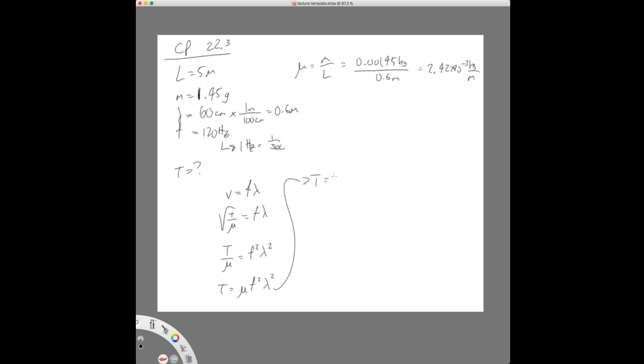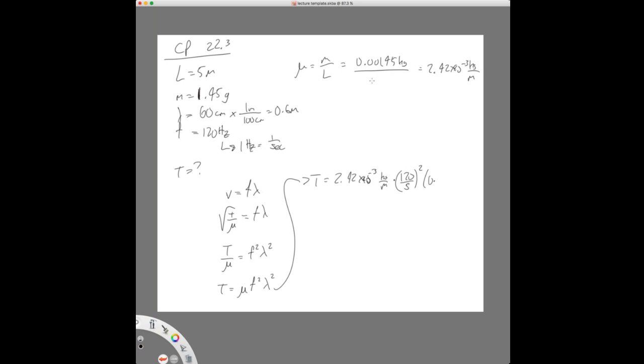The tension should be 2.4 times 10 to the minus 3 kilograms per meter times 120 per second. Then we square that. And then we're going to have lambda is 0. Hold on, I'm sorry, I put lambda in here instead of length. I just looked at the wrong number. We should have had the length is 5 meters.